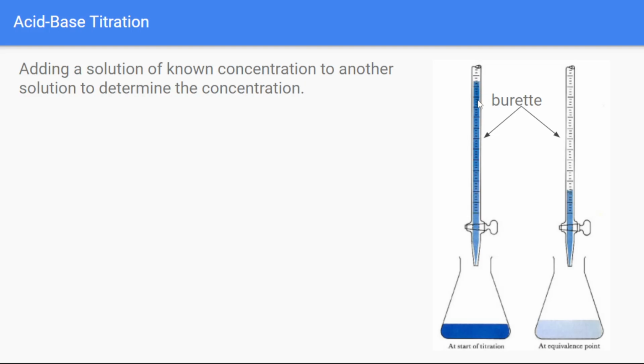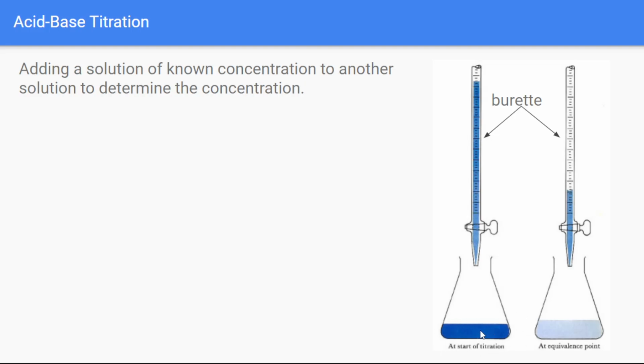If we add our known concentration of a base into this burette, we can turn the valve and one drop at a time will come through. Drop, drop, drop, drop. And we keep doing that until we have equal parts acid and equal parts base in this flask. Because if we know how much acid we put in, and we know how much base we put in, we know the concentration of the acid.